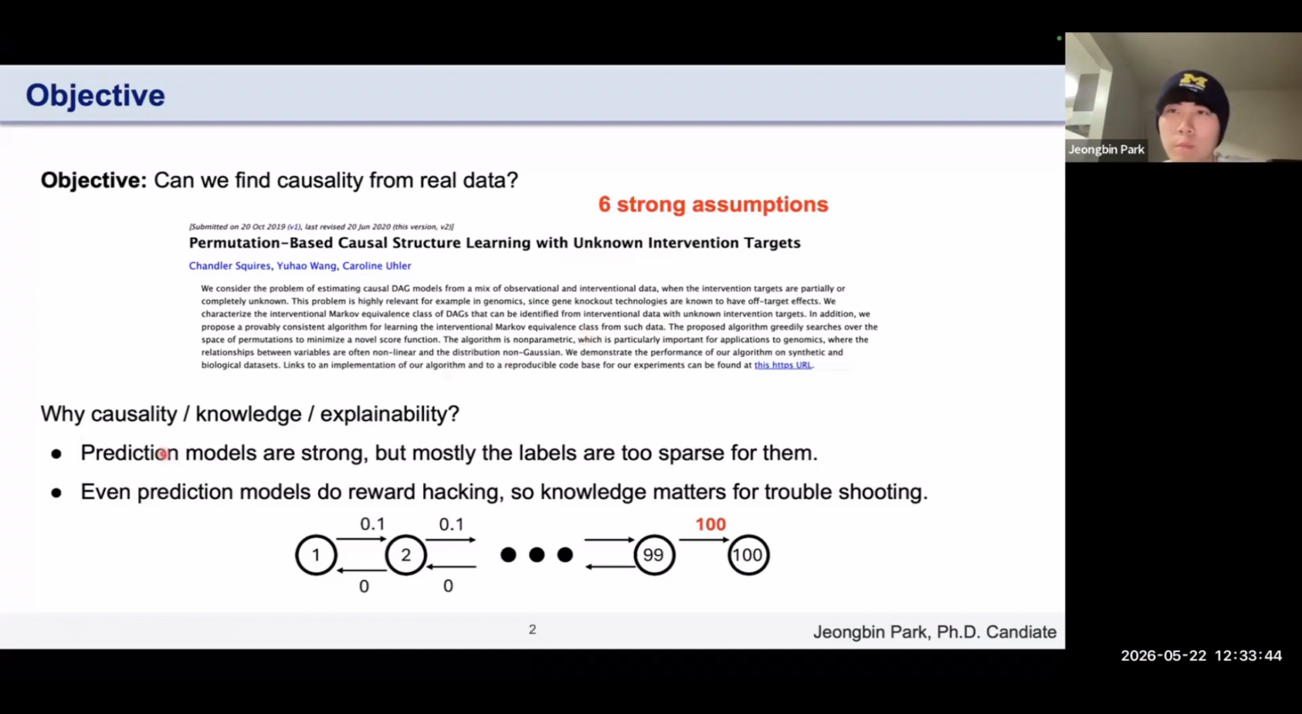Then why is causality important? Why do knowledge and explainability matter? There are 2 different reasons. The first one is, even if there are a lot of strong prediction models, mostly the labels surrounding us are too sparse for them, which means very few specific cases are available for prediction models, but most other cases are not aligned with the prediction models.